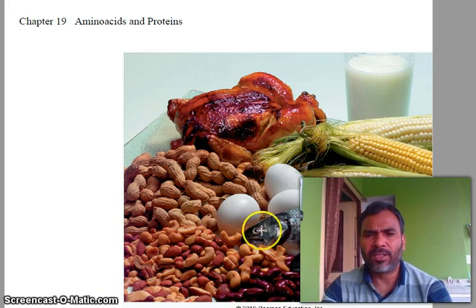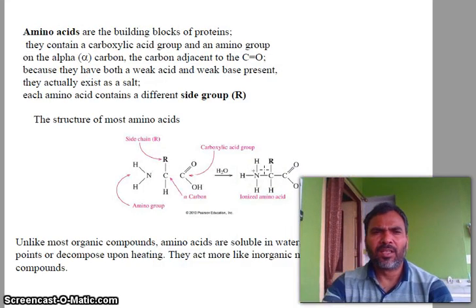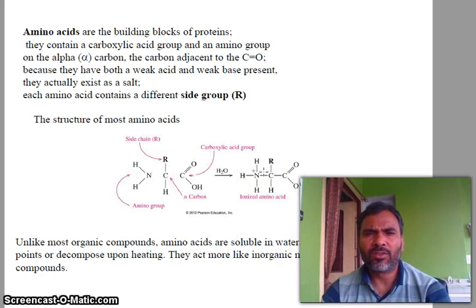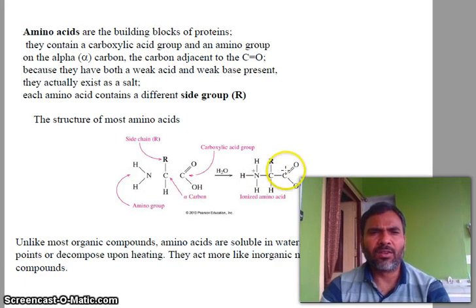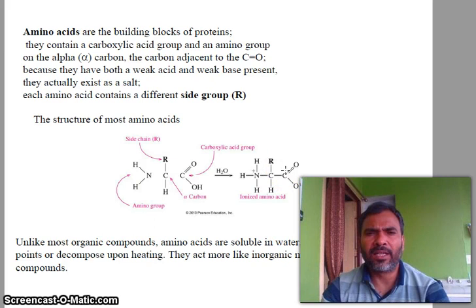Look at this picture. A lot of protein substance is there. So amino acids are the building blocks of proteins. They contain a carboxylic acid group and an amino group on the alpha carbon. The carbon adjacent to the COOH is known as the alpha carbon. Because they have both a weak acid and a weak base present, they actually exist as a salt.